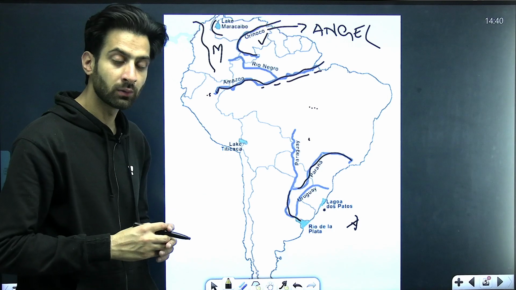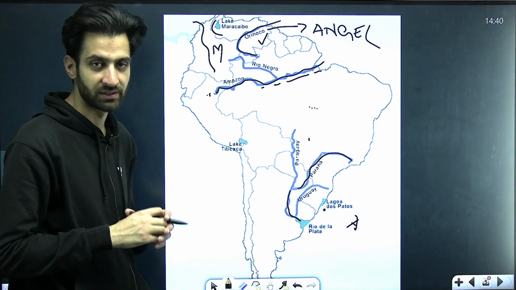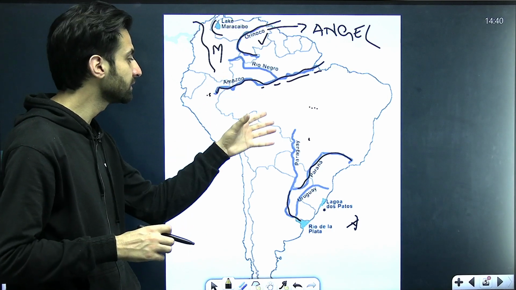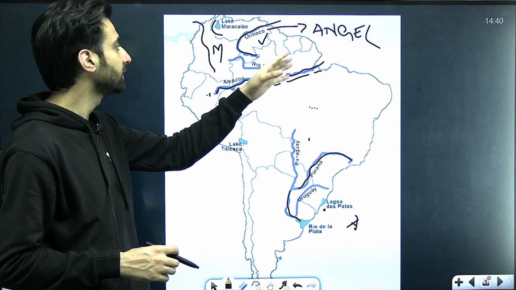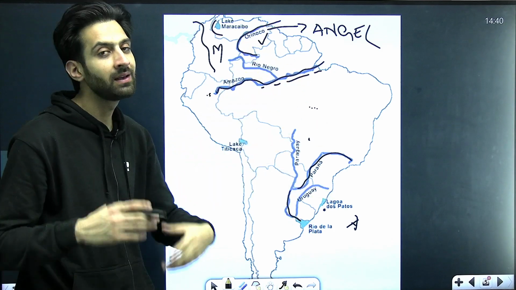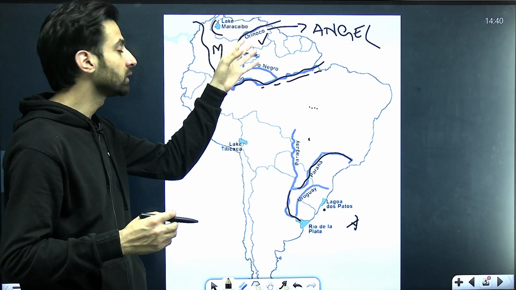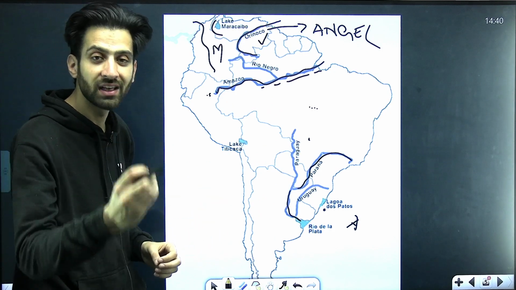So these are the four rivers that are very important for us. It is very essential to remember these four rivers because these are in news every now and then. Starting with the first, that is river Amazon, as you already know, and then we have Orinoco, and the world's highest fall, that is Angel Fall.